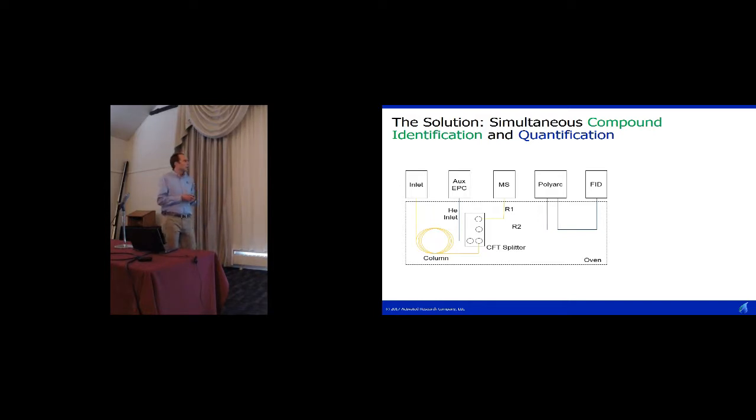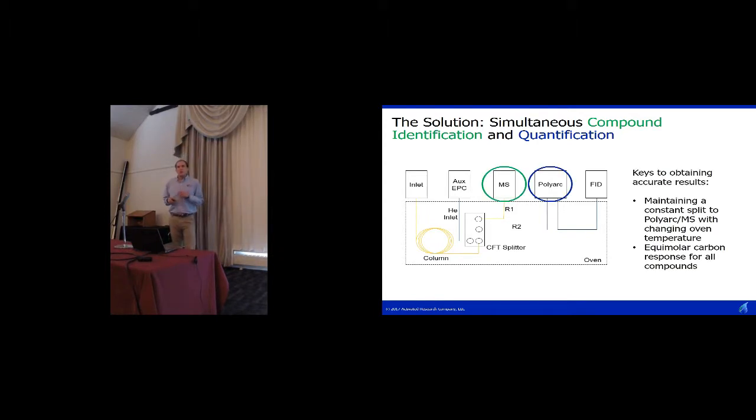The reason why there's 4 connections on here is for an aux pressure controller to control the pressure of the splitter. And I'll get into why that's important in the next slide. The splitter then is connected to a mass spectrometer through a retention gap, and in this case the Polyarc through another retention gap. And everything that reacts in the Polyarc then goes and is detected by the FID.